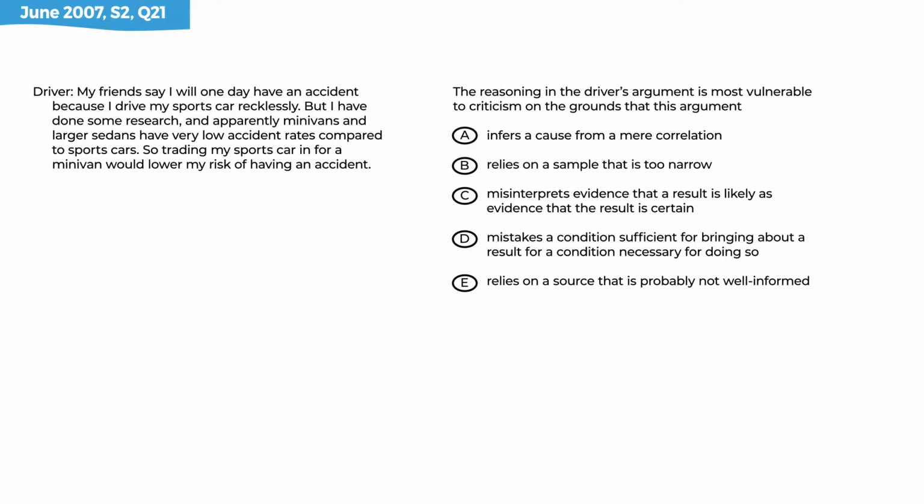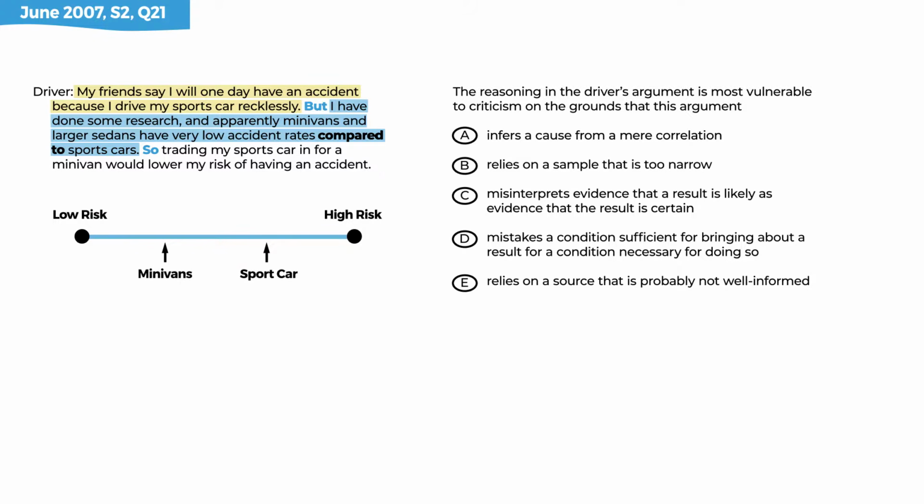All right, we're going to start by finding the conclusion again. We have this word but in the middle of the argument, giving us a pivot away from an opposing point. And then we have the word so, giving us a conclusion at the end again. So the opposing point is that my friends say I will one day have an accident because I drive my sports car recklessly. And then the evidence for the driver's conclusion is that I have done some research, and apparently minivans and larger sedans have very low accident rates compared to sports cars. That's a comparison being made: minivans and larger sedans have a lower risk of accident compared to sports cars.